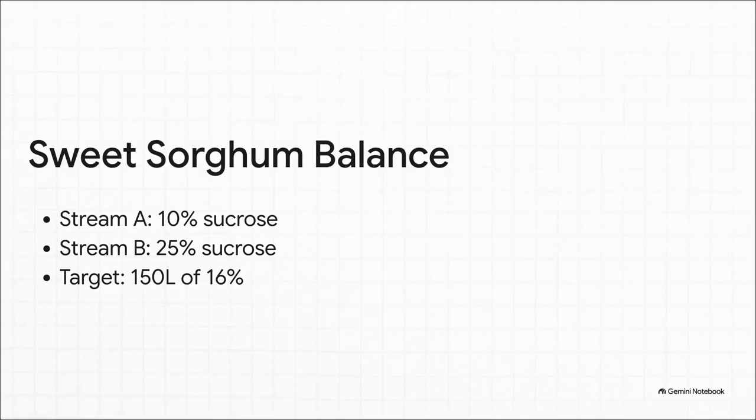Or, consider a chemical process engineer who's working with sweet sorghum. They need a 150-liter batch of juice sitting at exactly a 16% sucrose concentration for crystallization, and they have two streams to work with, a 10% stream and a 25% stream. By setting up one equation for total volume and a second equation for sucrose mass balance, they use the exact same elimination and scaling skills we just went over to figure out exactly how many liters of stream A to mix with stream B. It is the exact same algebra, just wearing a hard hat.